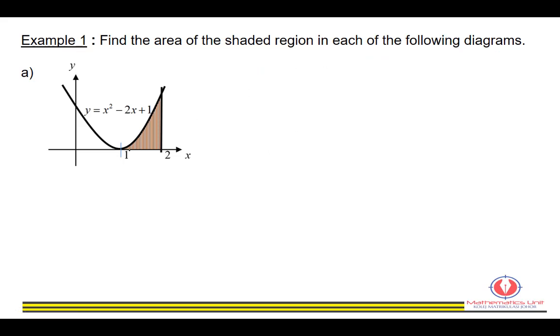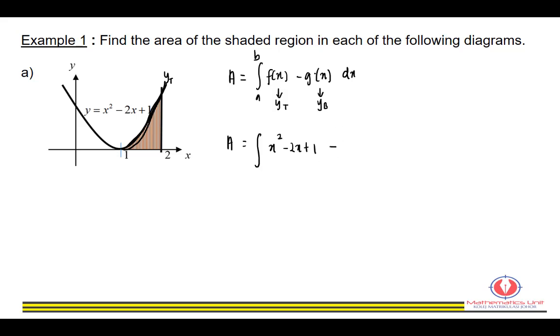We want to find the area of a shaded region. We will use the formula A equals the integration of f(x) minus g(x) dx from a to b. Remember, f(x) is the function on top and g(x) is the function at the bottom. As you can see, the function on top of the bounded region is here. This is your y top, so we will substitute f(x) with x squared minus 2x plus 1 minus g(x). g(x) is the function at the bottom, and it lies on the x-axis, which is y equals 0. Remember to put the limit from 1 to 2.